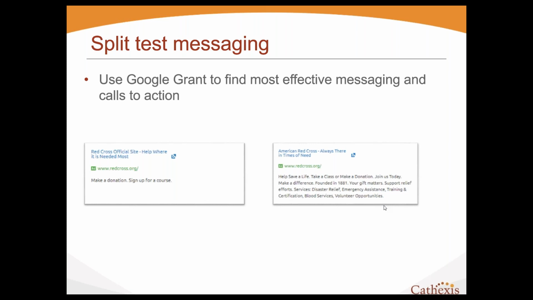And this was something we were able to prove using Google Grant, so that we didn't even have to pay to find out which call to action worked best. So this is an example of really being able to take that information from the Google Grant, learn for free what performs best, and then you can apply that to other areas of your marketing and advertising.